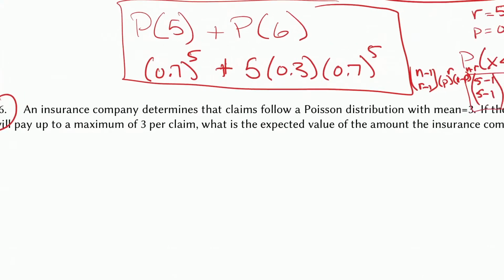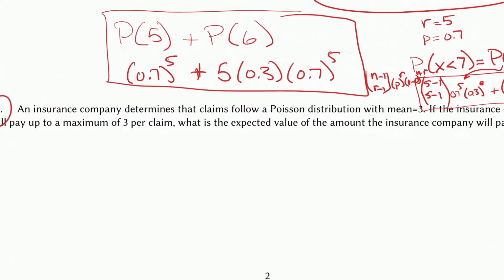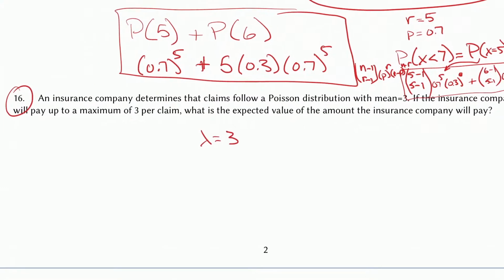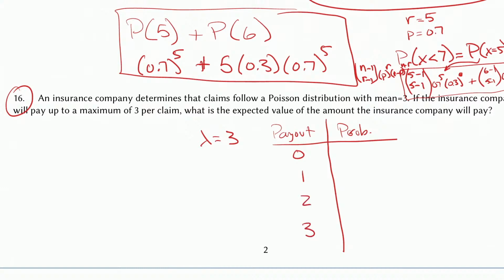Okay, so let's see if we can do this. We have a Poisson distribution with a mean of 3, so that means lambda is 3. The insurance company will pay up to a maximum of 3 per claim. That means that if you exceed 3, the insurance company is just going to pay 3. So here are the options: the payout and probability. The payout will either be 0, 1, 2, or 3.